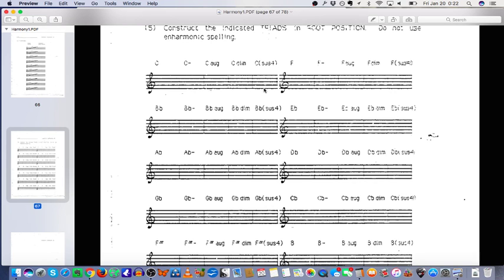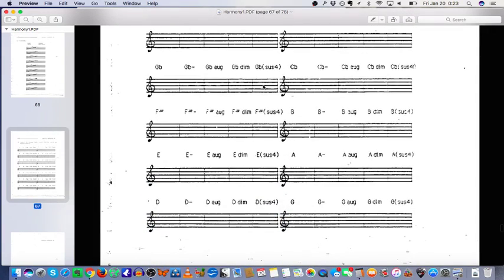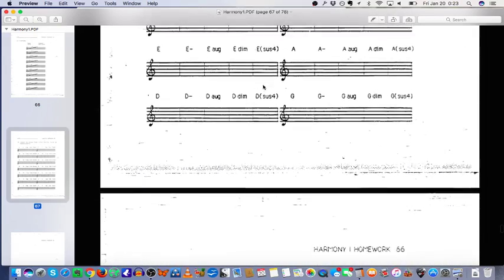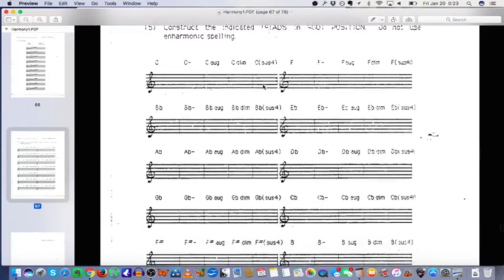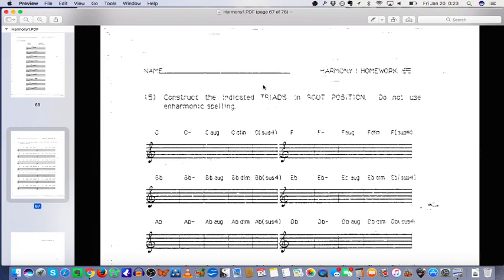C sus4 is basically either a major or minor triad with a fourth swapped out for the third. So you're going to have C on the bottom, F in the middle, and then G on the top. Okay? So that is about it. Just go and do that on every one of these roots. Watch your intervals. Be really careful. No enharmonic spellings. And you should be good.